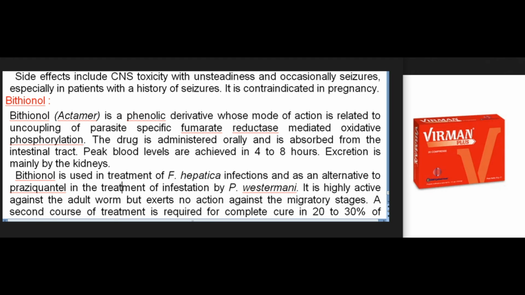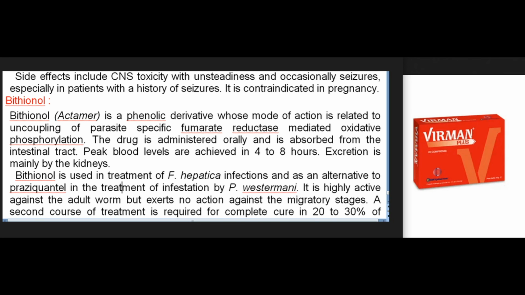Bithionol, Actamer, is a phenolic derivative whose mode of action is related to uncoupling of parasite-specific fumarate reductase-mediated oxidative phosphorylation. The drug is administered orally and is absorbed from the intestinal tract. Peak blood levels are achieved in 4 to 8 hours. Excretion is mainly by the kidneys.